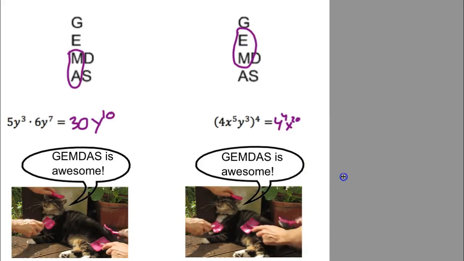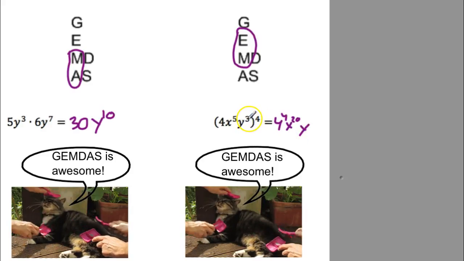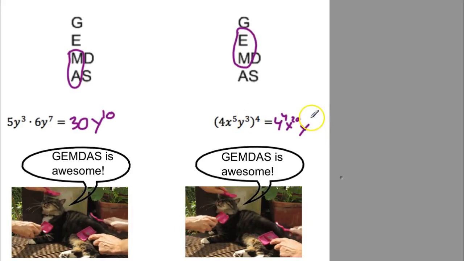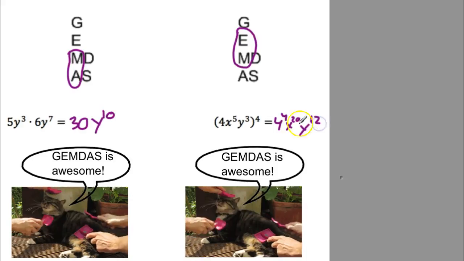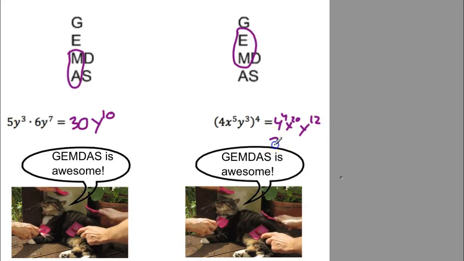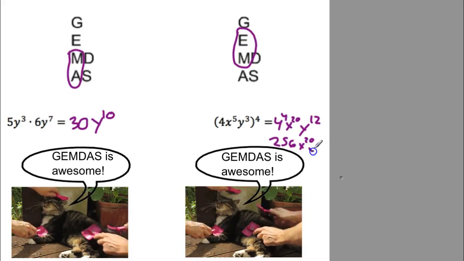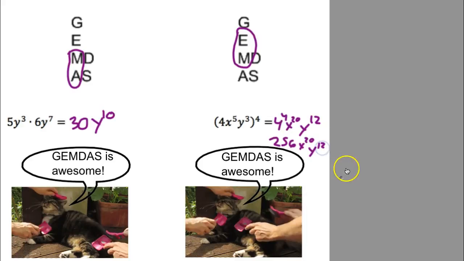And lastly, y to the third power, 3 times 4 is 12. Bam, just like that. You can leave it like this, or 4 to the fourth power becomes 256, x to the 20th, y to the 12th.